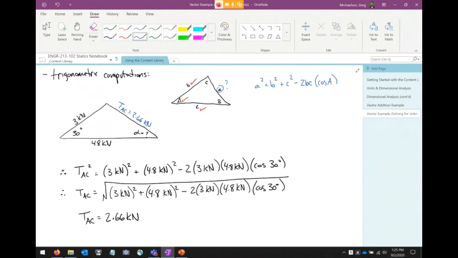it 3 kilonewtons this way, and I got another person yanking it this way. I know they need to pull it with 2.66 kilonewtons of force so that the resultant just means that the car moves horizontally. But now I got to know at what angle they pull it. And so I need to know alpha. And so looking at this, there's probably a couple different ways of doing this.